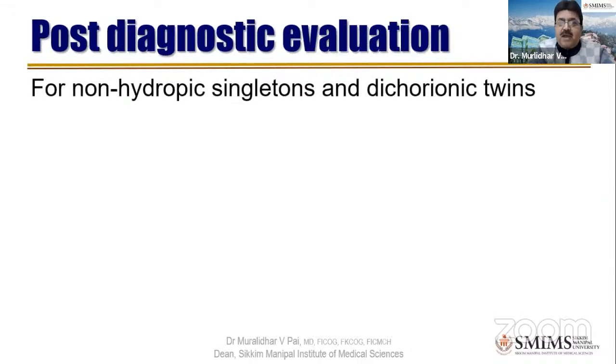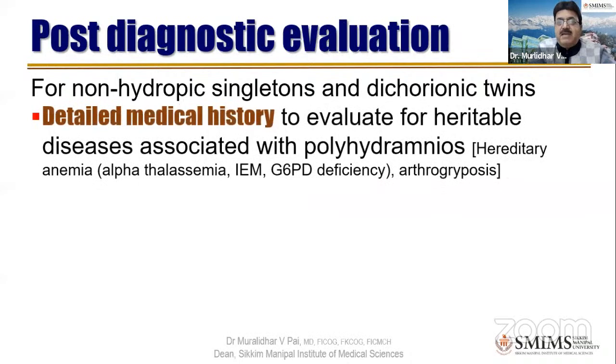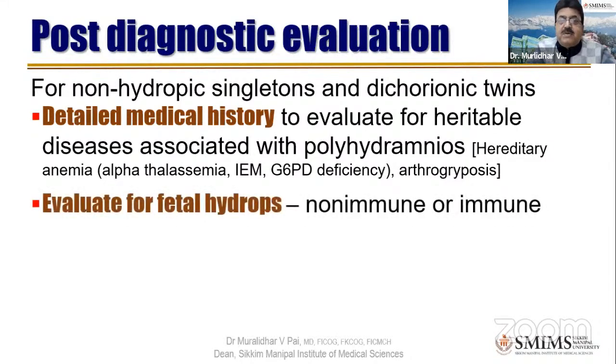For non-hydropic singleton and dichorionic twins, which is almost like singleton pregnancies, in 2 different sacs, there's no chance of twin-to-twin transfusion here. So a detailed medical history to evaluate the heritable diseases associated with polyhydramnios, such as alpha thalassemia, IEM, G6PD deficiency, all these things should be asked for. You have to evaluate for fetal hydrops, that is non-immune or immune. Though we are starting with the non-hydrop singleton pregnancies, still there can be a case of non-immune and immune hydrops.